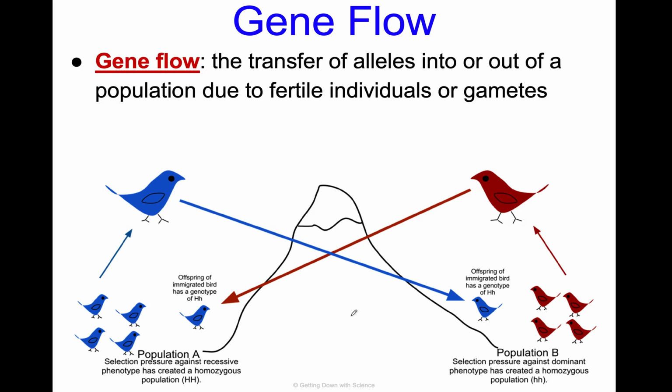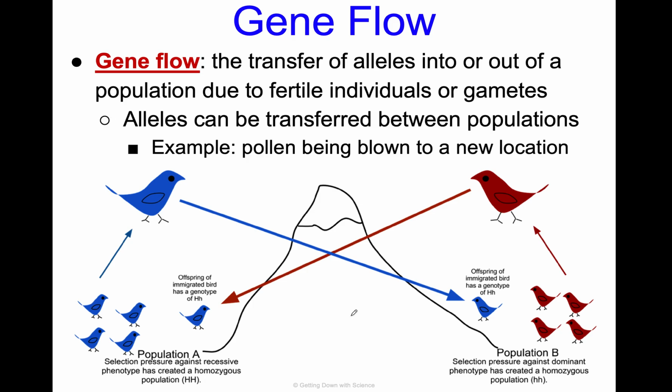Great, let's talk gene flow. Gene flow is a transfer of alleles in or out of a population due to fertile individuals or gametes. So they could be transferred between populations. This happens a lot in migrating birds. So we see migrating birds down over here. We've got the blue guy, we've got the red guy. When they come together and they mate, the offspring of the immigrated bird is now heterozygote. Offspring of the bluebird over here is now heterozygote from population A to population B. Now, when they mate with their own populations, that gene flow is going to show up, right?